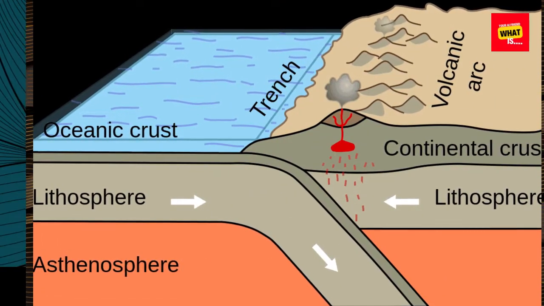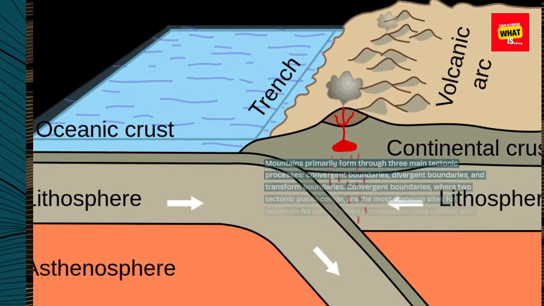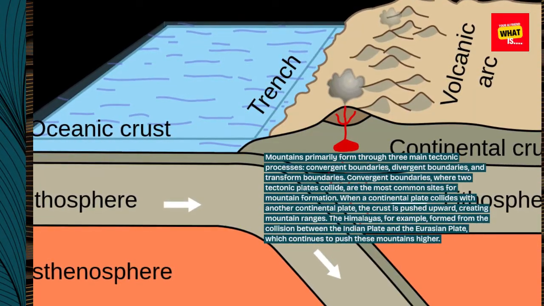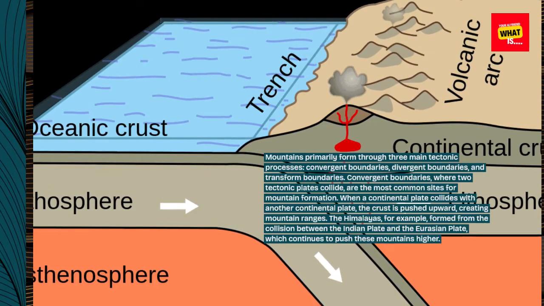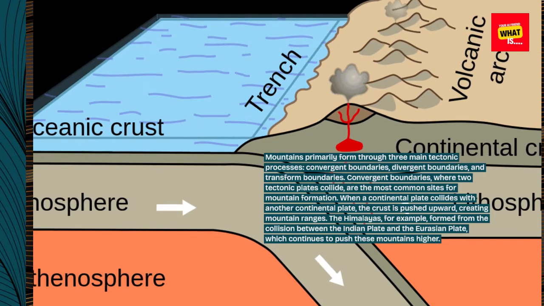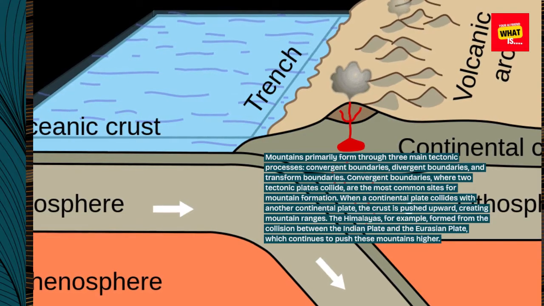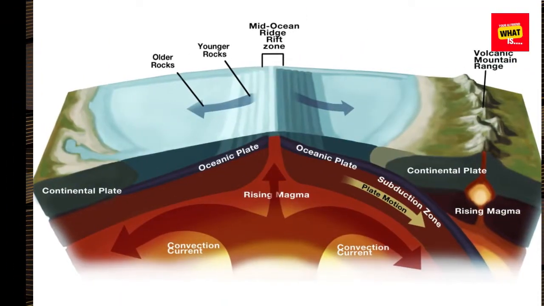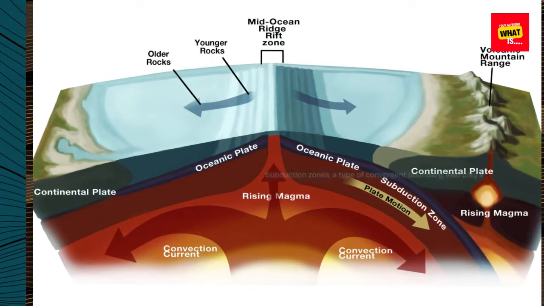Mountains primarily form through three main tectonic processes: convergent boundaries, divergent boundaries, and transform boundaries. Convergent boundaries, where two tectonic plates collide, are the most common sites for mountain formation. When a continental plate collides with another continental plate, the crust is pushed upward, creating mountain ranges. The Himalayas, for example, formed from the collision between the Indian plate and the Eurasian plate, which continues to push these mountains higher.